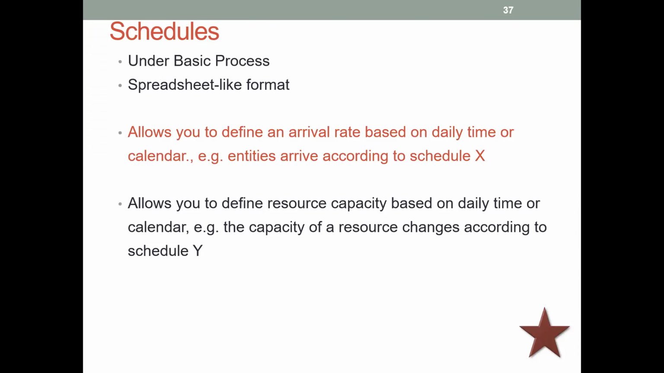And then the schedules. Okay, so this is what's new for today. This is under the basic process. There's a module called schedules, and it's one of those modules that has a spreadsheet-like format in terms of the icon that's being used. This allows you to define an arrival rate based on daily time or a calendar. Once you have set up that arrival pattern, you can enter it, in terms of the schedule, in your create block. Then, based on that, the entities will arrive according to that schedule.